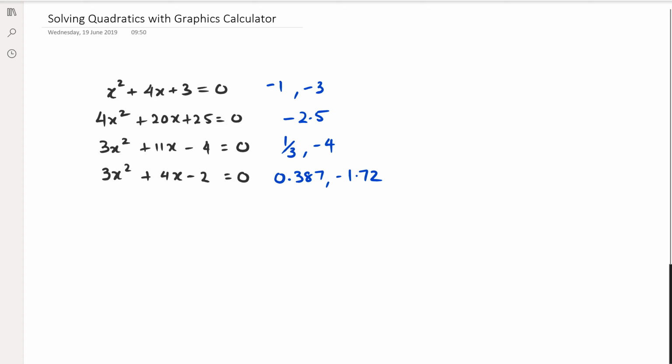Hey guys, in this session we're going to be looking at solving quadratics with a graphics calculator. So the first thing, as always, I'm going to use the four equations from the previous example that I did with the quadratic formula, and I've also got the solutions for these four equations.